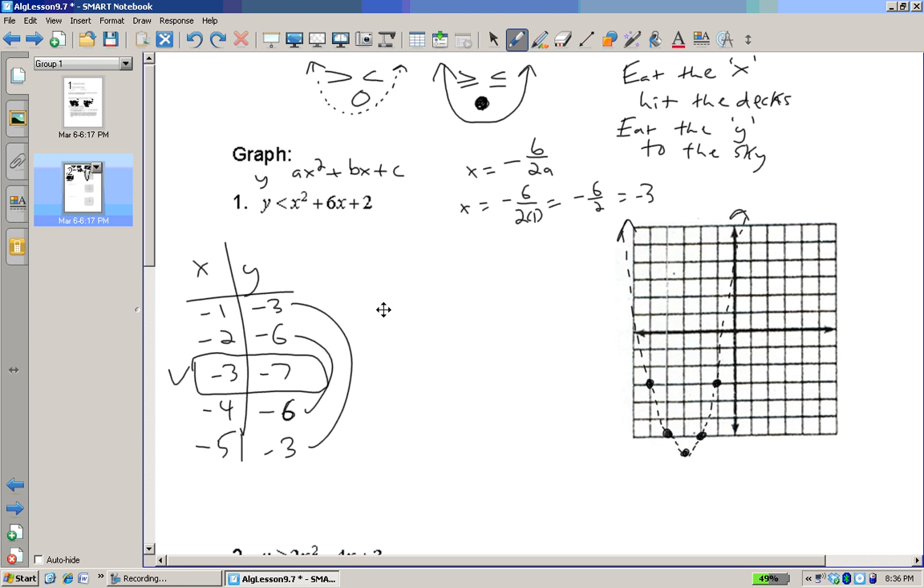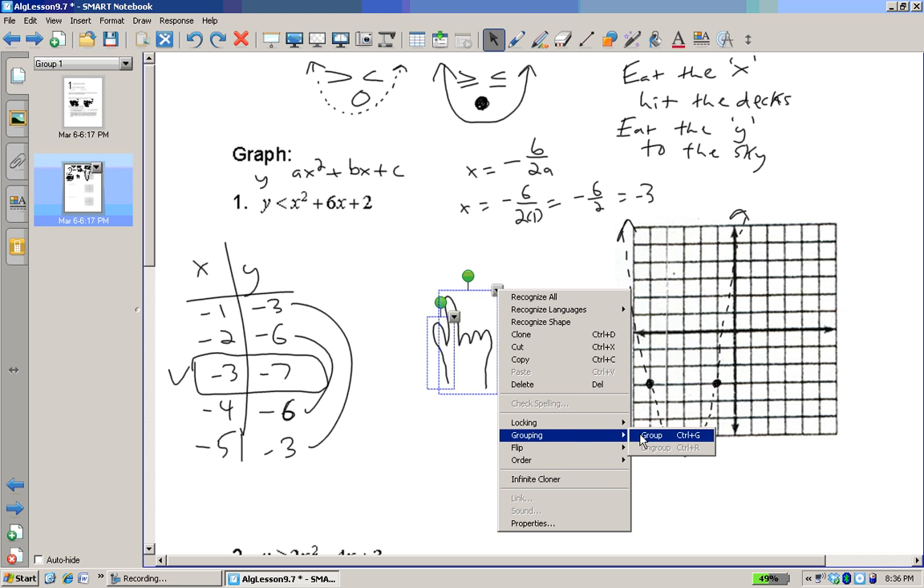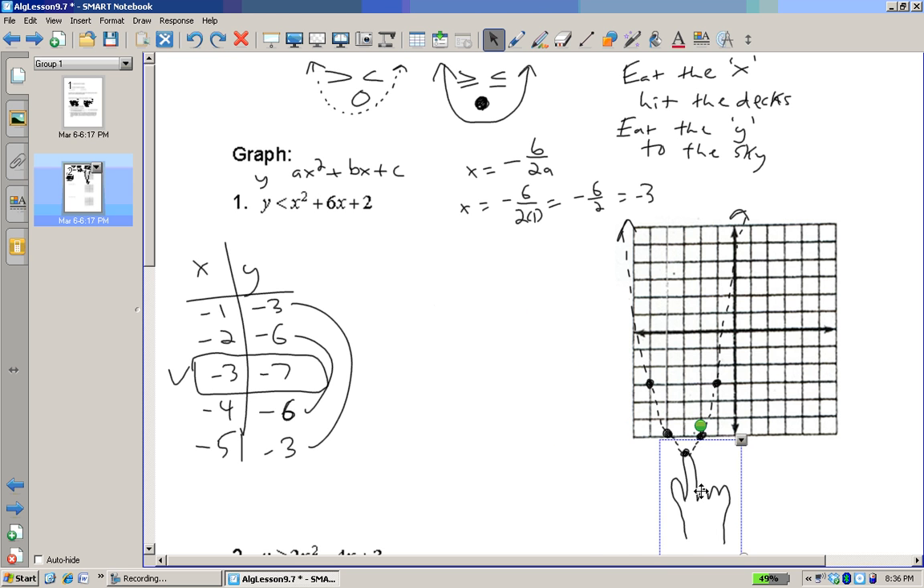And now comes the tricky part. I want you to take your finger and put it on the vertex. Now think: eat the X, hit the dex, eat the Y to the sky. Now this little alligator is eating the X, so we're going to hit the dex. So we're going to go down below the vertex. Put your finger on the vertex, go below the vertex, we shade there.